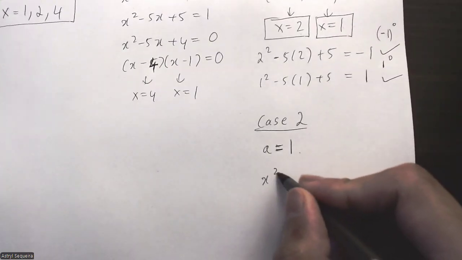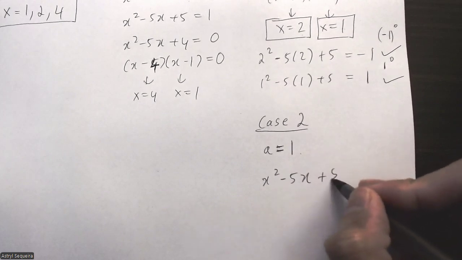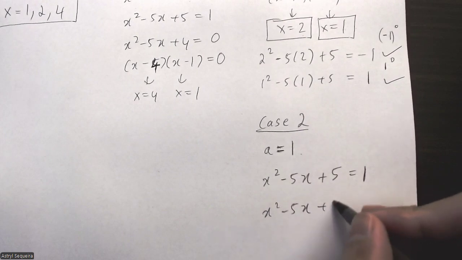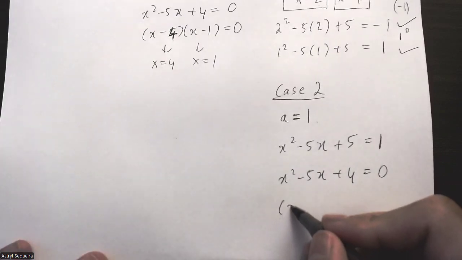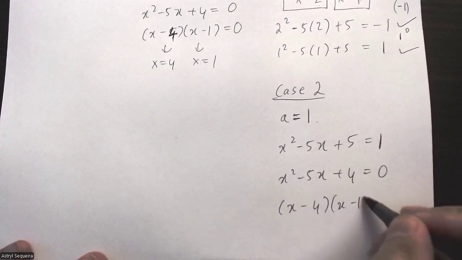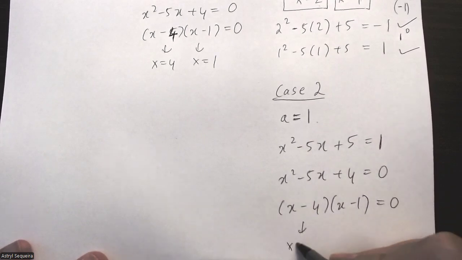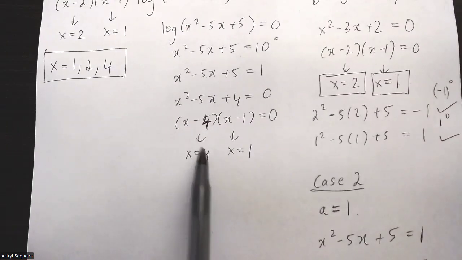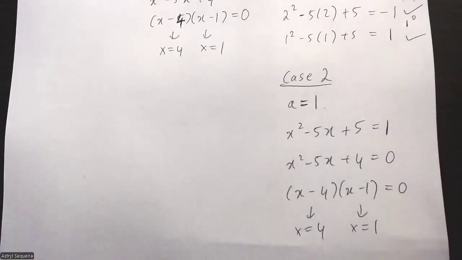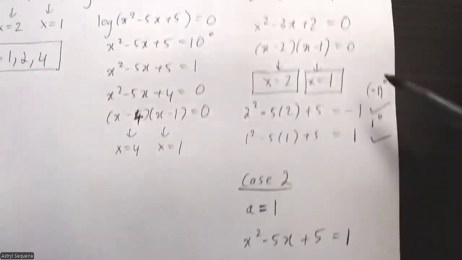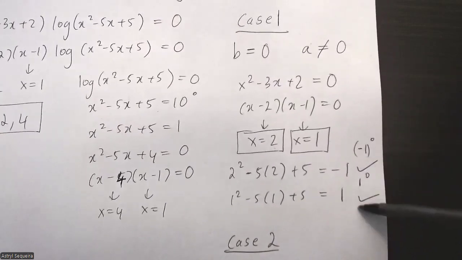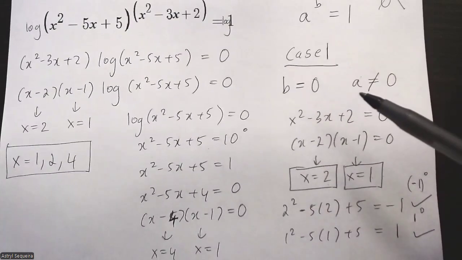In my equation, that's the A value right there. So x squared minus 5x plus 5 equals 1. Then we have x squared minus 5x plus 4 equals 0. And then again, this looks very similar to what we did earlier. So x equals 4 and x equals 1 are my solutions here, which basically match the answers over here for my first two cases. But again, like I said, I would prefer to do it this way because this way you can always test your solutions. Technically, you could do it the other way as well.